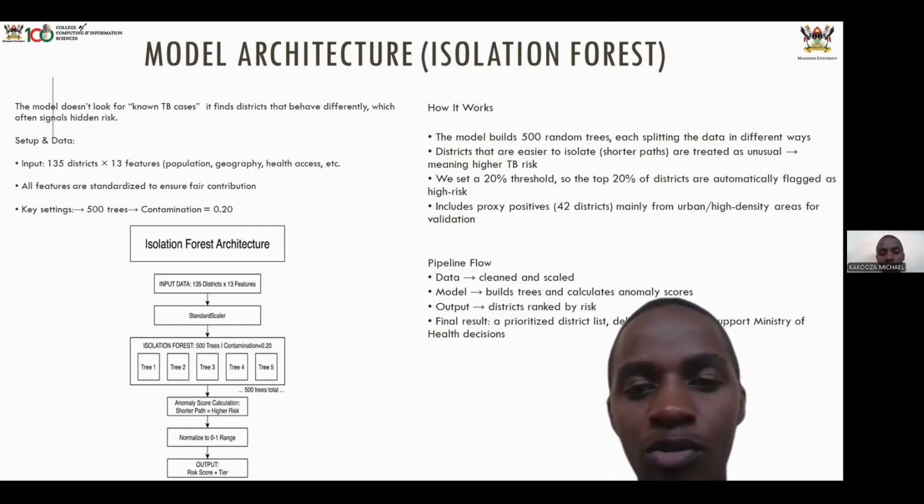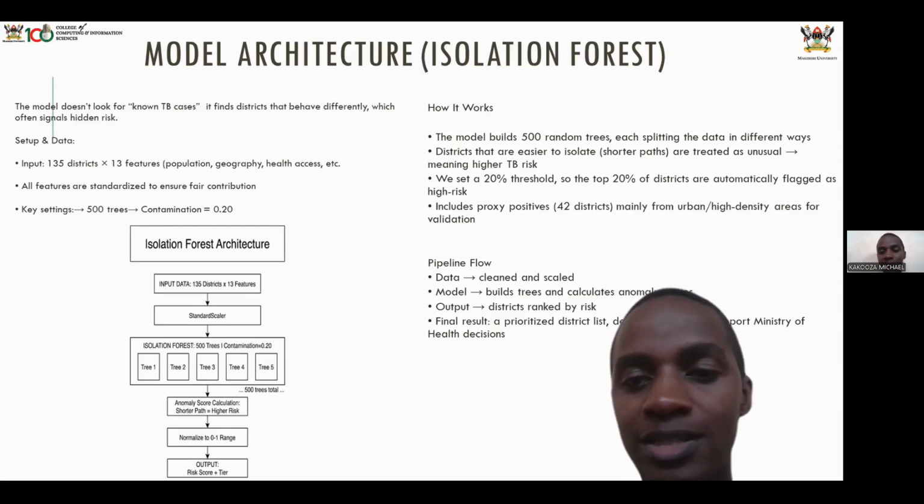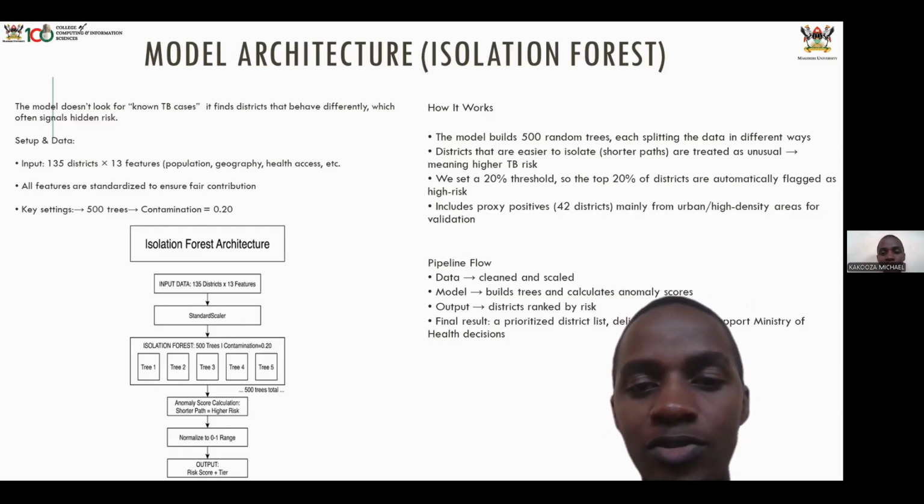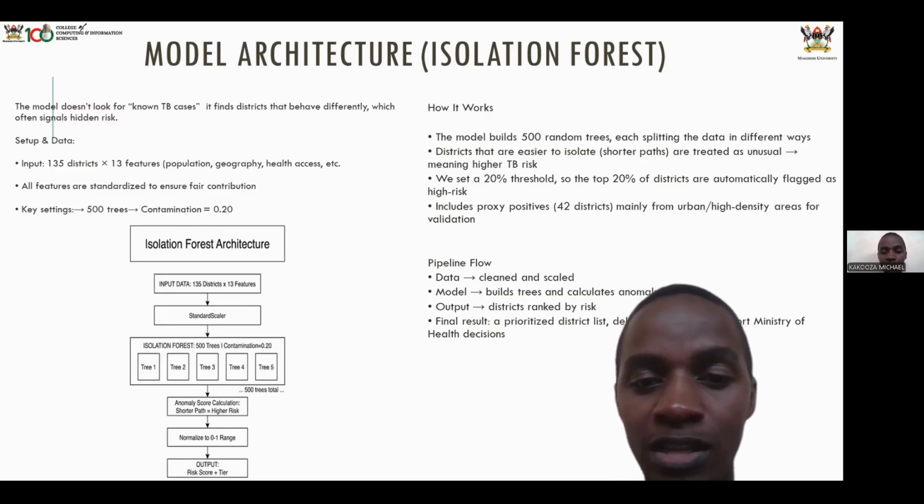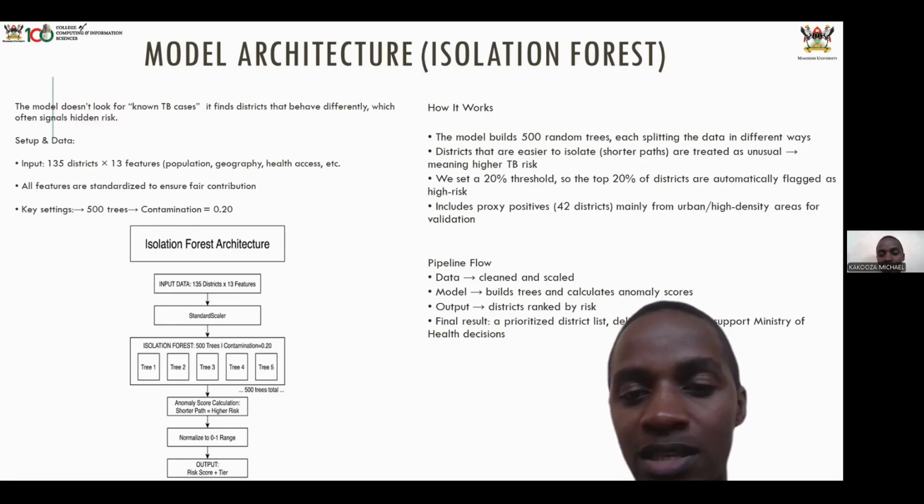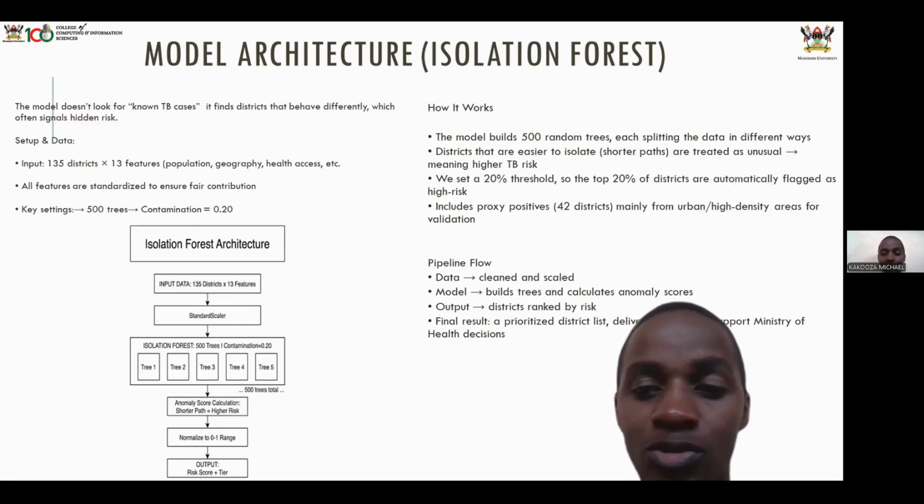So how it works, the model builds 500 random trees, each splitting the data in different ways. Districts that are easier to isolate are the ones with shorter paths, because it is using a decision trees format. Those are treated as unusual, meaning that they have higher TB risks. We also set a 20% threshold so that the top 20% of the districts are automatically flagged as high risk. This includes the proxy positives, about 42 districts, mainly from the urban or high density areas.